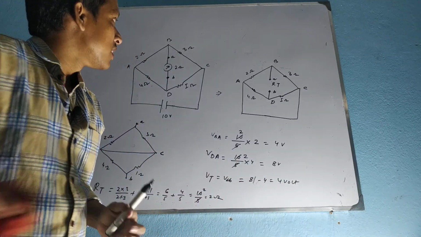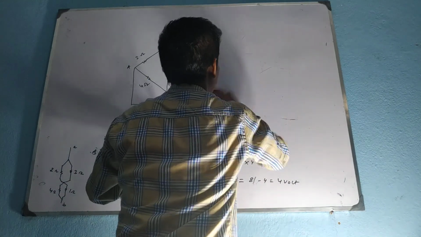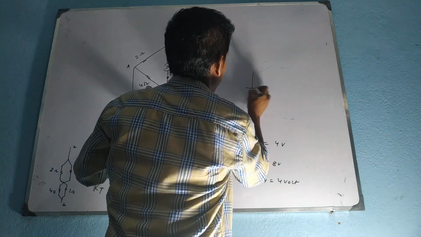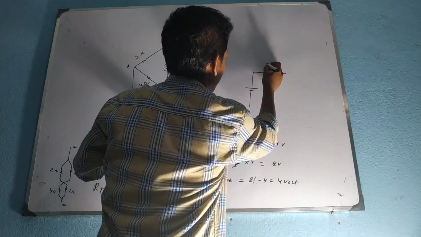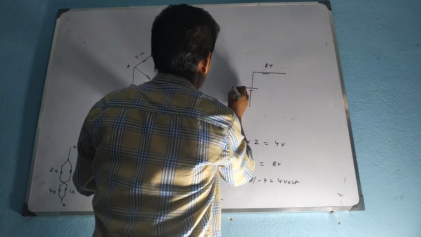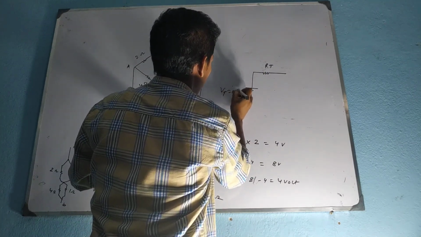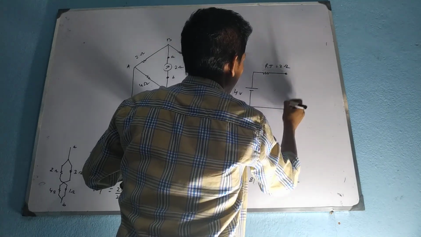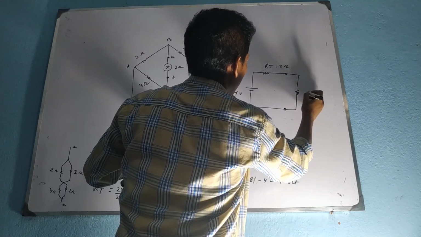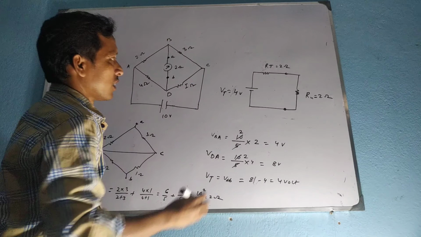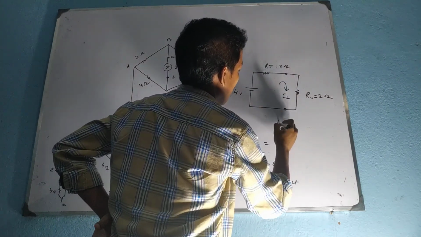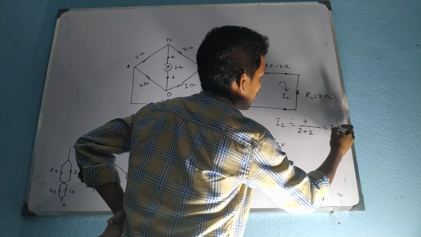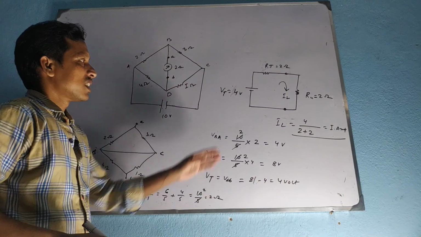So what will be the Thevenin's equivalent circuit? According to the Thevenin's theorem, this can be replaced by the Thevenin's voltage and resistance connected in series. Here Thevenin's voltage Vt is equal to 4 volt and RT equal to 2 ohm, and here the load resistance is the galvanometer, and the resistance of the galvanometer is 2 ohm. So the current flowing through the galvanometer IL equal to 4 volt by the total resistance in the circuit, 2 plus 2, this is equal to 1 ampere. Okay, so this is the galvanometer current.